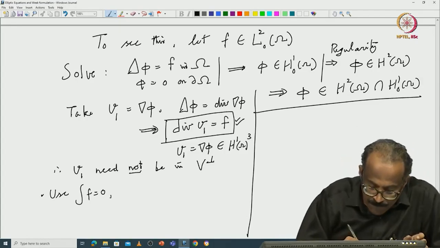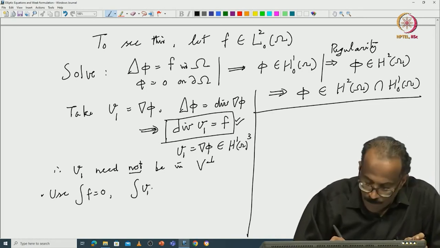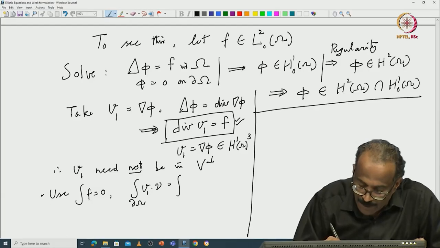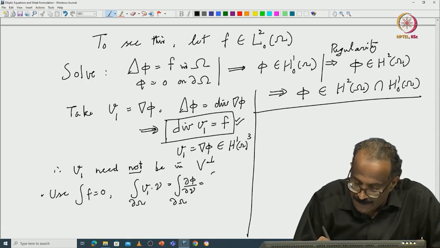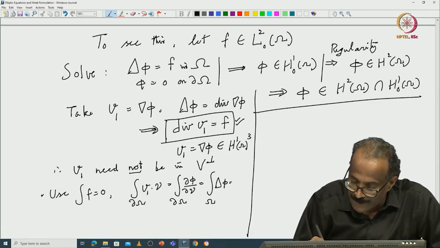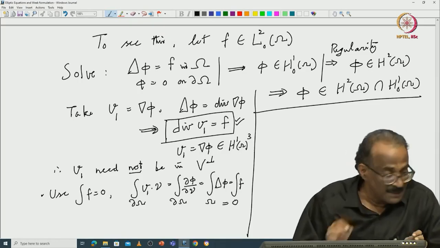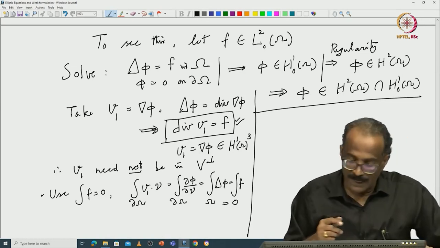Okay. So the integral of V1 dot nu over the boundary of omega. But V1 is grad phi, that's nothing but d phi by d nu over the boundary. By integration by parts, this is equal to the integral of Laplacian of phi over omega. That's equal to the integral of f. Therefore, that's equal to 0. So V1 dot nu is equal to 0. And this condition can be used.